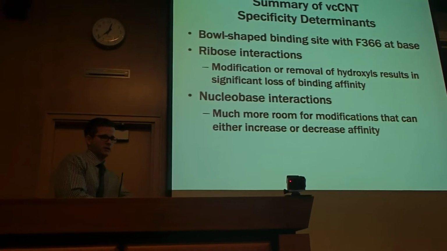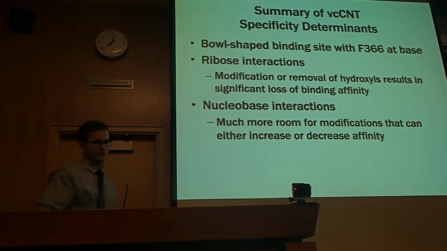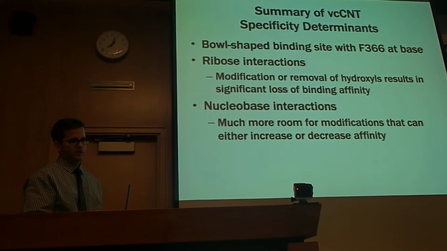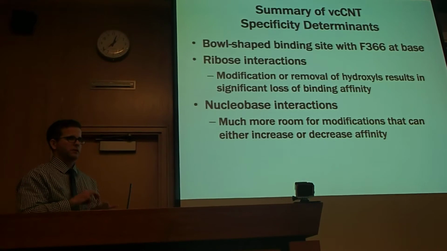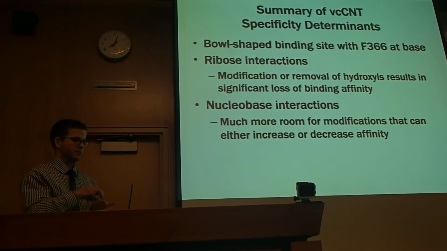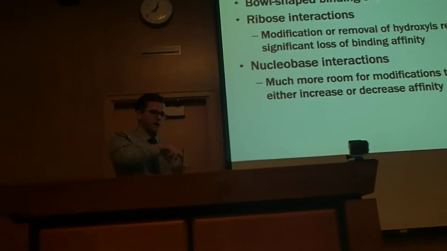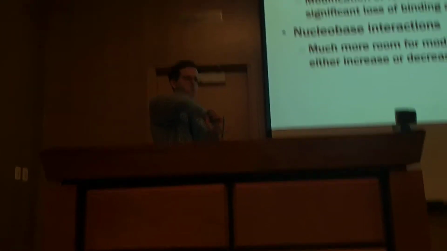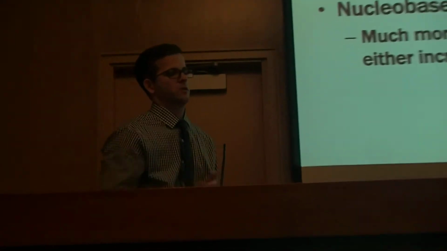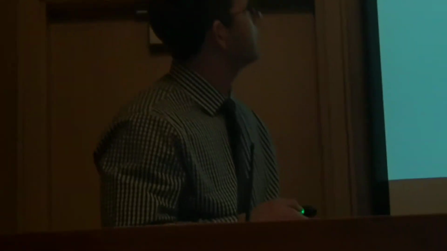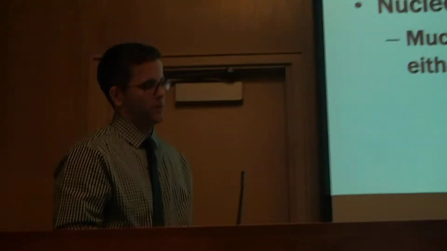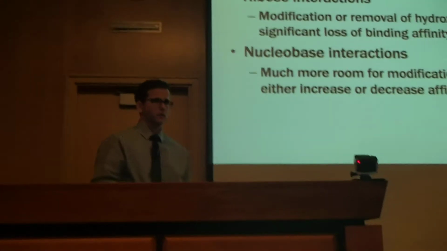So to summarize the specificity determinants of VCCNT, we saw that it utilizes a bowl-shaped binding site with phenylalanine 366 serving as the base of the bowl, and the ribose interactions localized to one side of the bowl and the nucleobase interactions localized to the other side of the bowl. And we saw that the ribose interactions are extremely important as modification or removal of hydroxyls can result in a significant loss of binding affinity. But there's a little bit more room for modification of the nucleobase interactions that can either increase or decrease binding affinity.